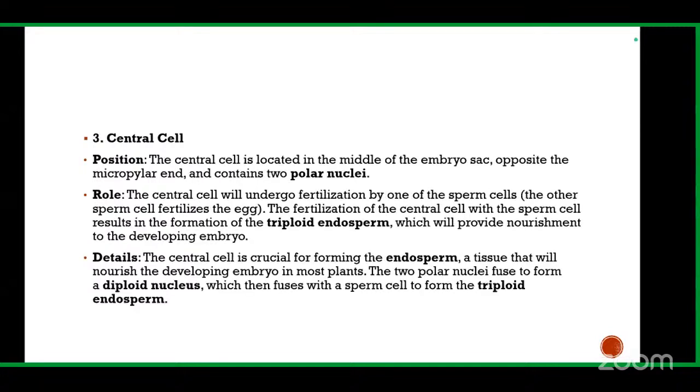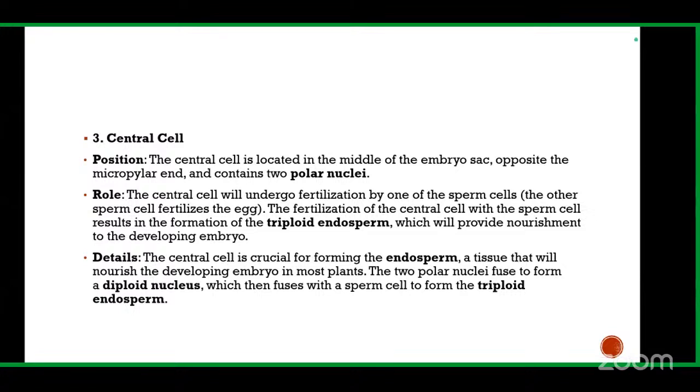Next is the central cell. It is located in the middle of the embryo sac, opposite the micropylar end, and contains 2 polar nuclei. Its role is to fuse with the second male gamete to produce a triploid endosperm. Why triploid? Because the central cell is already diploid, and it will fuse with a male gamete which is haploid, means 2 plus 1 is equal to 3. That's why the product is the triploid endosperm.